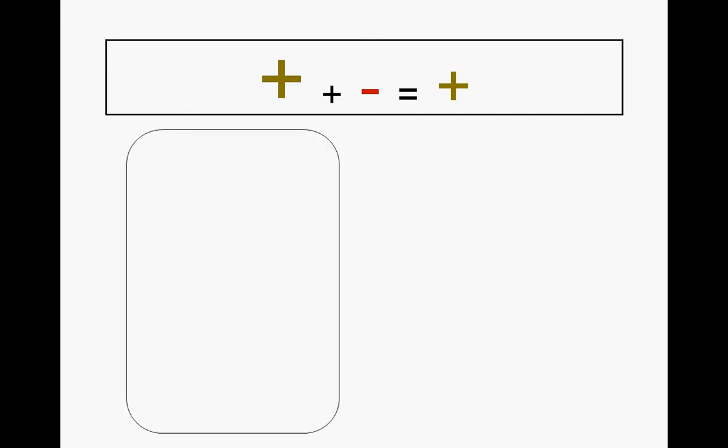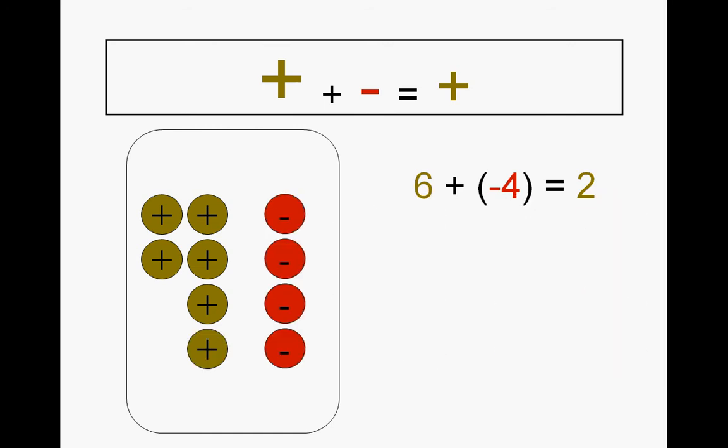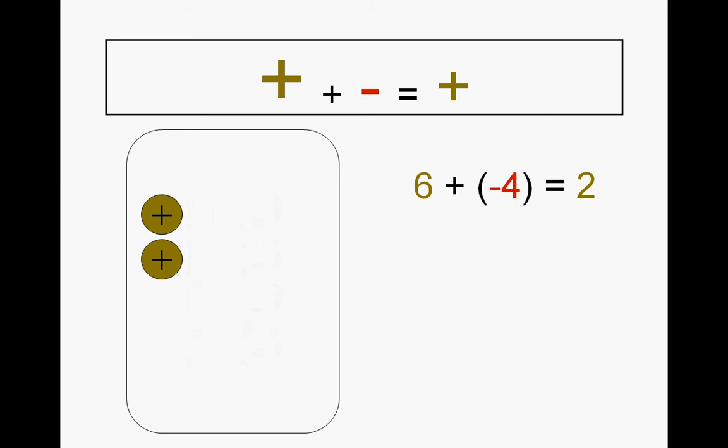When you do this on counters, we use what is called 0 sets. So if I start off with 6 positive counters and I add 4 negatives, what happens with the positive and the negative is 1 plus negative 1 is 0. So this set is 0, along with this set, this next set, and this last set. Because all of these equal 0, we can actually get rid of them. And what is left over is 2 positive counters.